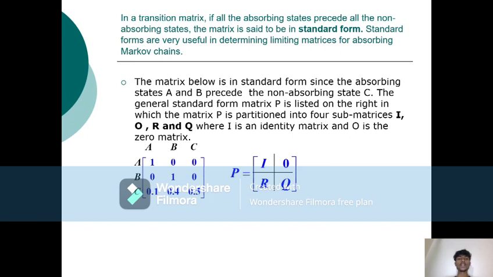The general standard form matrix P is listed on the right, in which matrix P has blocks I, O, R and Q. I is an identity matrix and O is the zero matrix.